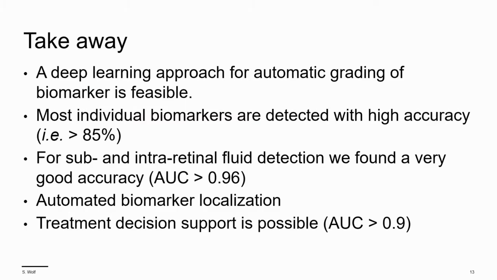So as takeaway, a deep learning approach for automatic grading of biomarkers is feasible. Most individual biomarkers are detected with very high accuracy. For subretinal and intraretinal fluid detection, we found accuracy with the ROC over 0.96, which is very good. Additionally, it's possible to have automated biomarker localization by looking at these heat maps, and treatment decision support is possible as well.